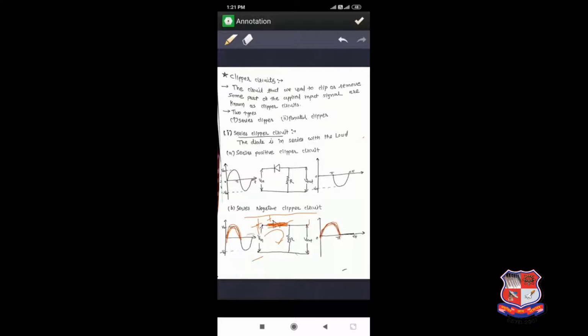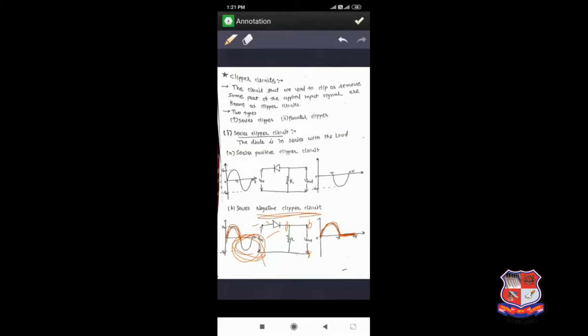And for the negative cycle, what happens? This terminal is minus, this terminal is plus. So the diode is in reverse bias and acts as an open switch. So no current flows through this diode, and the output voltage is 0. For this negative cycle, the output voltage is 0. So the negative portion of the input signal is skipped, and it is called a negative clipper circuit.